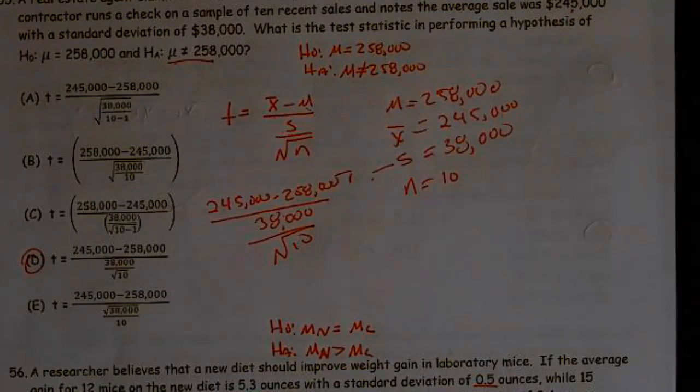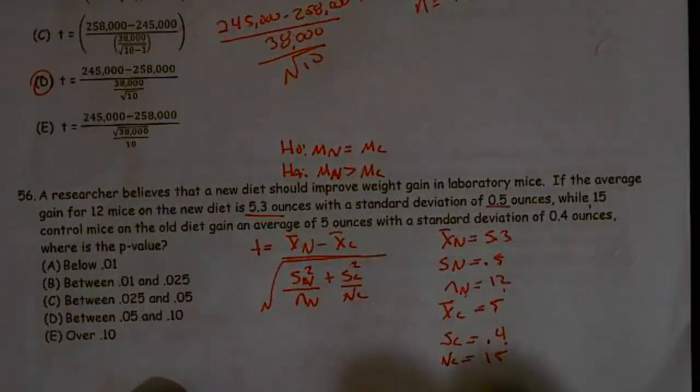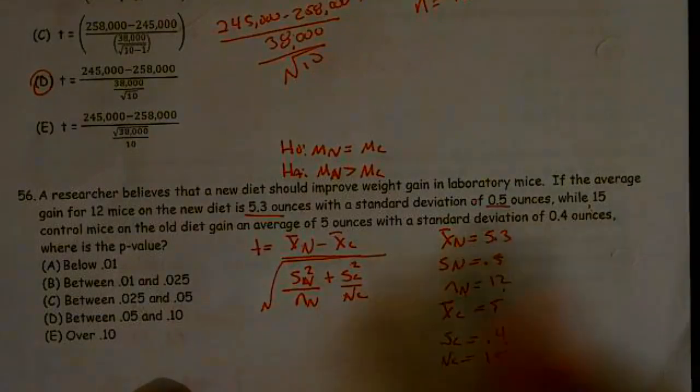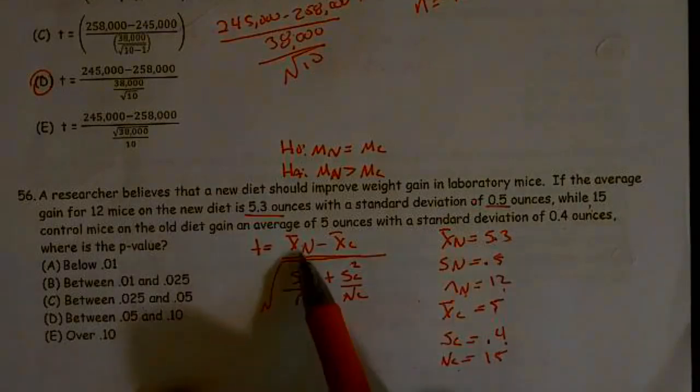Number 56, a researcher believes that a new diet should improve the weight gain in laboratory mice. If the average gain for 12 mice on a new diet is 5.3 with a standard deviation of 0.5, that was a sample size of 12, so n is 12. That's the new. And the control mice had an average gain of 5 ounces and a standard deviation of 0.4. And we have a sample size of 15 for the control. So here we have two different groups, a new group and a control group. So this is going to be a two sample t.